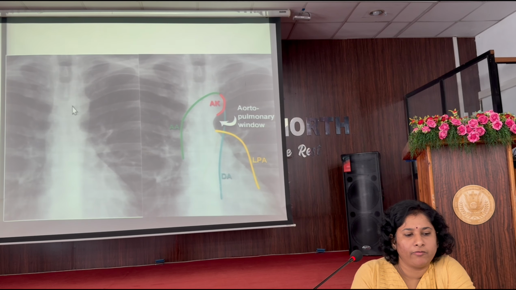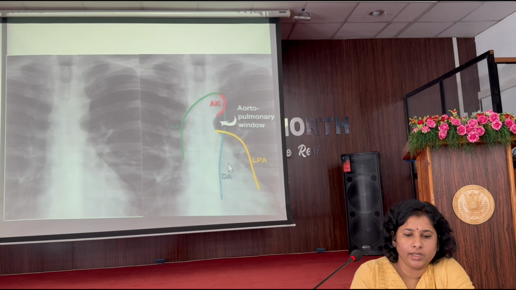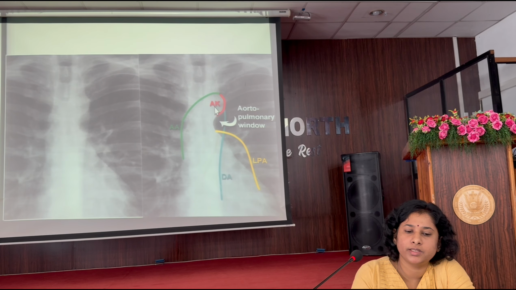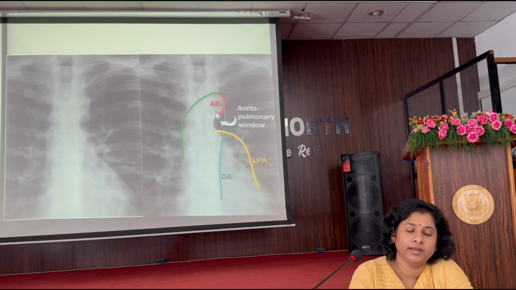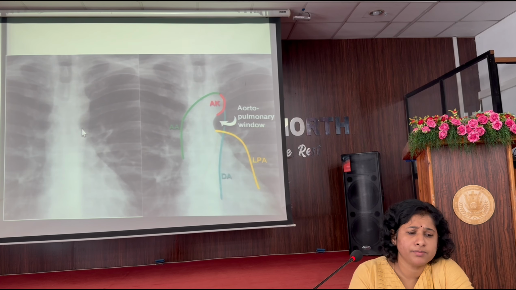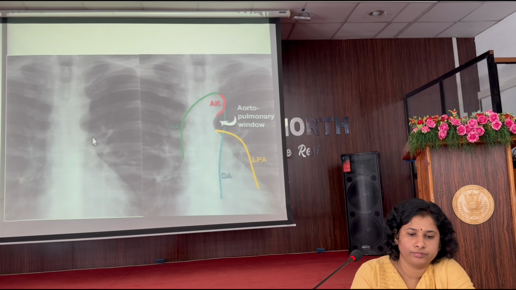Again, apart from the aortic knuckle and the descending aorta, there is an important structure called the aortopulmonary window. In between the left pulmonary artery and the aortic knuckle, this window is there. It's usually occupied by the lymph nodes, especially in lymphoma. This space will be obscured.